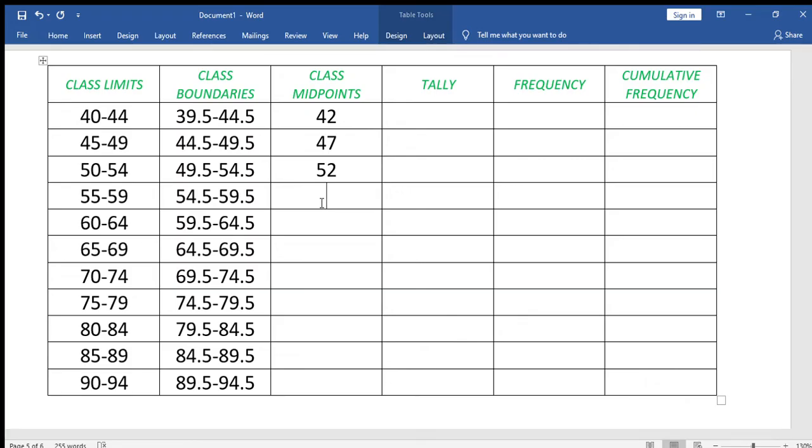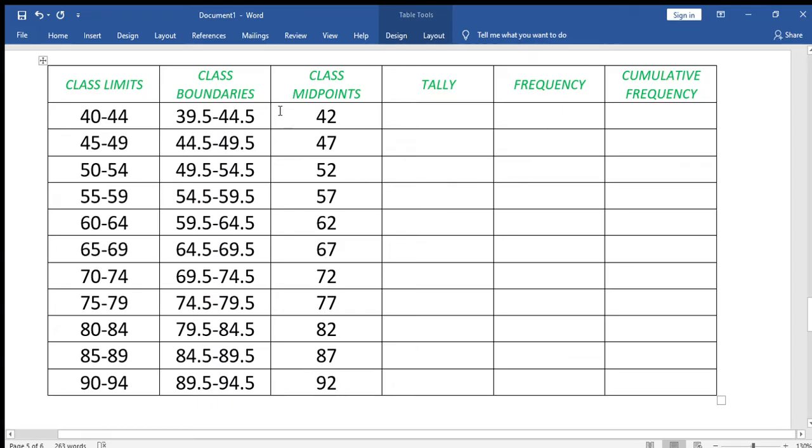So the midpoint of 55 to 59 is equal to 57. 60 to 64 is 62. Then we have 67, then 72, then 77, then 82, and 87, and the next is equal to 92. So we got all the midpoints of your different class limits. If you want to check, let us try 90 to 94, because you might be in doubt. 90 plus 94 is 184, correct? 184 divided by 2 would be equal to 92.